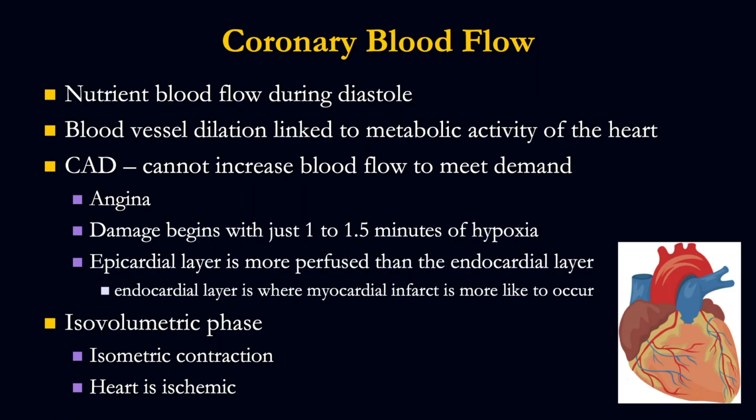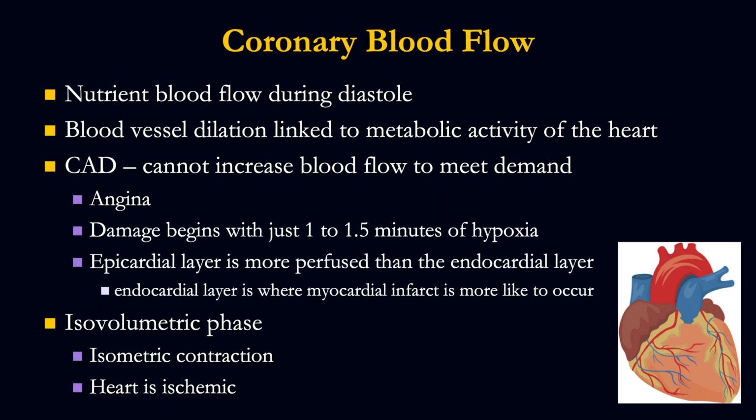Somebody with coronary artery disease will spend a lot longer time in the isovolumetric phase, so this isometric contraction. There's a high likelihood that if someone has blockages in the coronary arteries, they also have blockages in the periphery, which means that TPR is going to be higher.